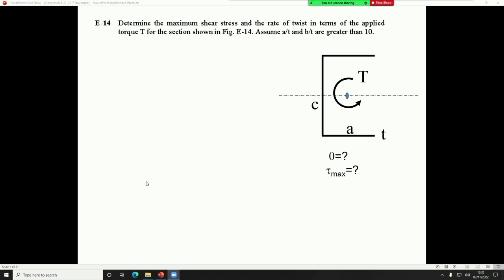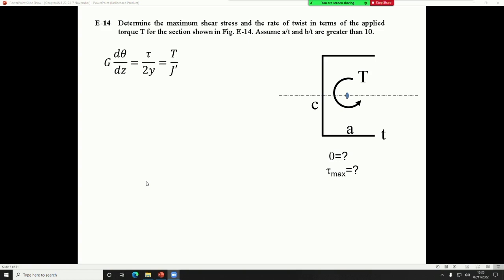Imagine this is a strip which is folded at these two locations. So therefore, B is equal to 2A plus C.